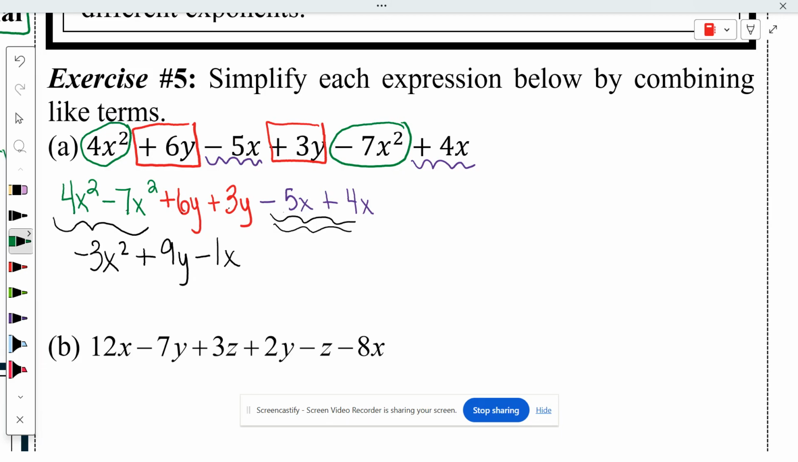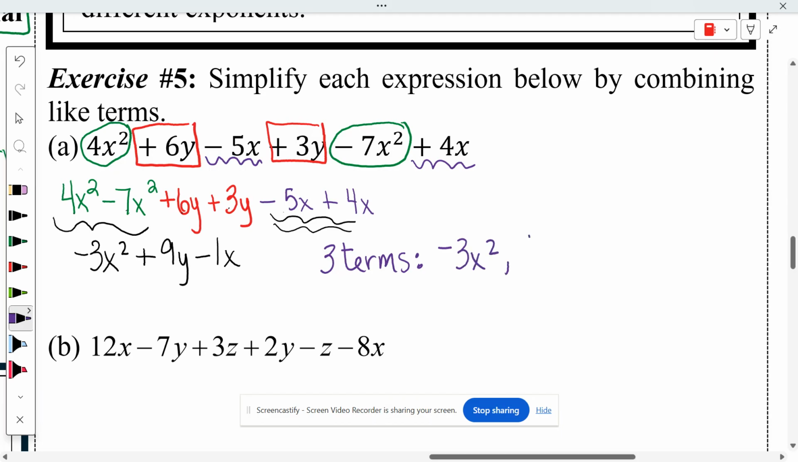So let's talk about this one, for example. How many terms does this have? Well, this expression has 3 terms. What are they? My first term is negative 3x squared. My second term is 9y. And my last term is negative x. I could put the 1 in front of that, but I'm not going to. What are my coefficients? Remember, coefficients are the numbers that are attached to the variables. My first coefficient is a negative 3. My second coefficient is a positive 9. And my last coefficient is a negative 1.